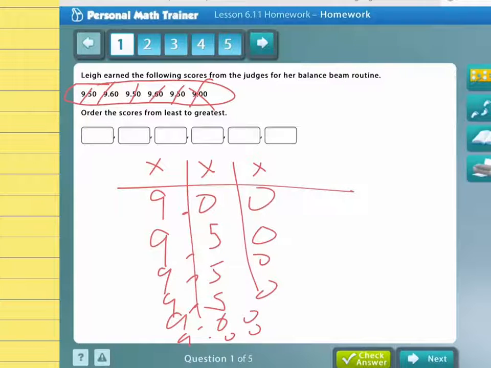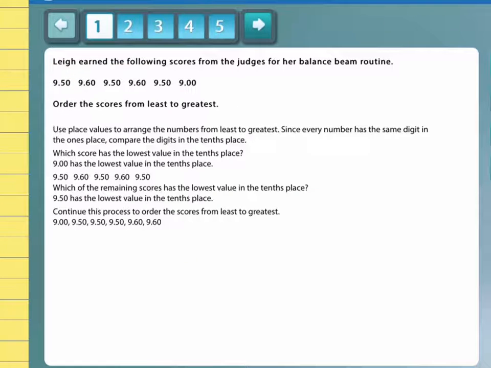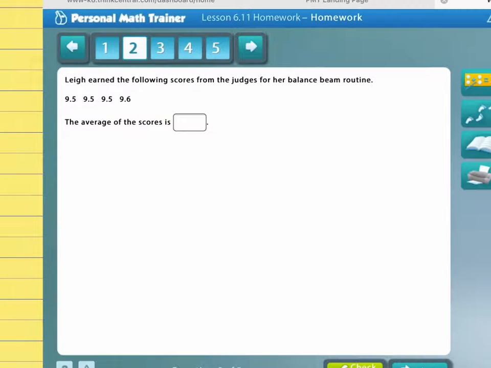Let's check out Think Central's explanation. All right, there they go. They use place value to arrange the numbers from least to greatest. 9.0 is the least, then you've got 9.55 and two 9.60. So that is how you do it: line up and compare. Okay, on this problem, they're asking us to find her average.